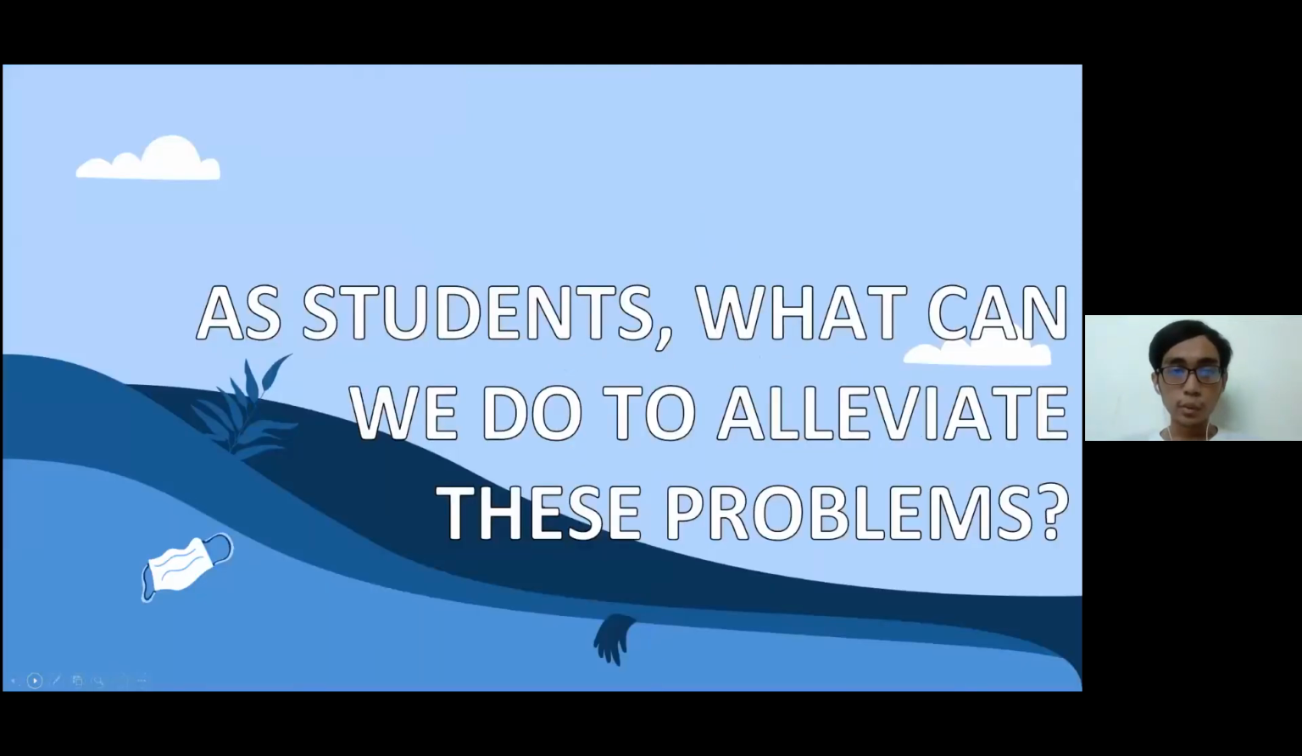As students, what can we do to alleviate these problems? Of course, as students, we should persuade farmers to increase the organic matter in agricultural soils as it will decrease the runoff that will benefit the plants. Next is to use organic compost and organic fertilizers such as manures.